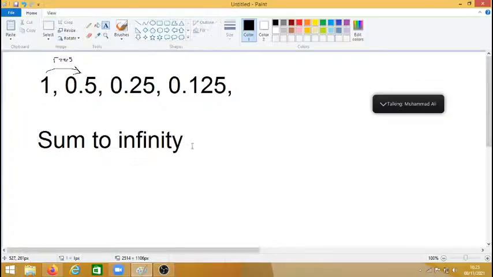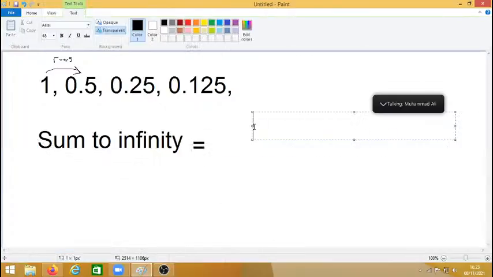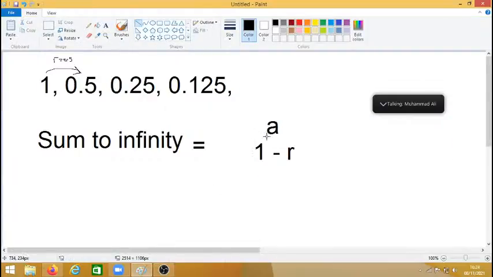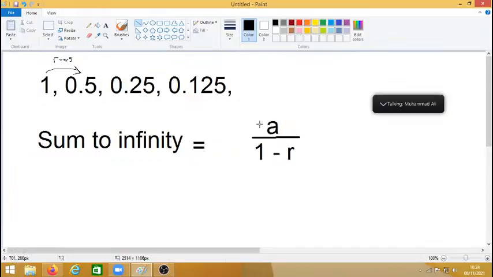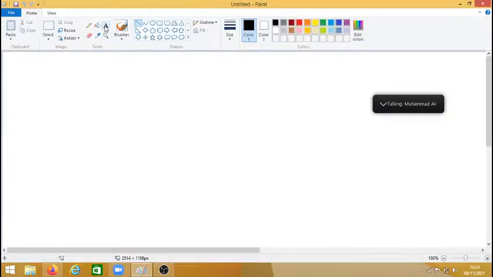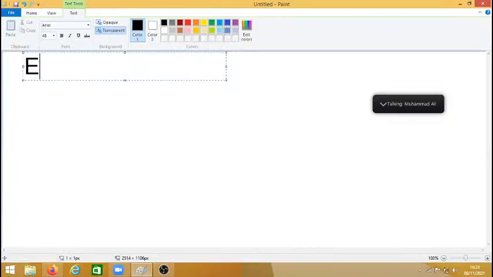And the formula to work that out is very, very easy. It's a over 1 minus r. So remember that a is the first number in the sequence, and r is the multiplier between one number and the next. In this case, a is 1, and r is 0.5, so 1 minus 0.5. Unlikely that you're going to get a question that easy, so let's take a look at this example, which is example 15 in the book. This will give you a bit more of a level of where you need to get to.